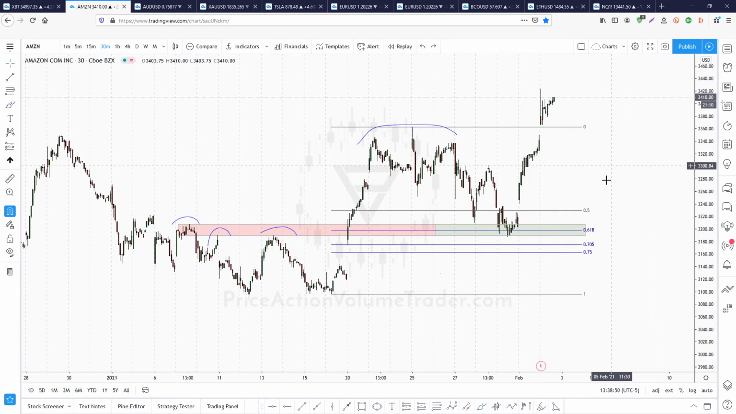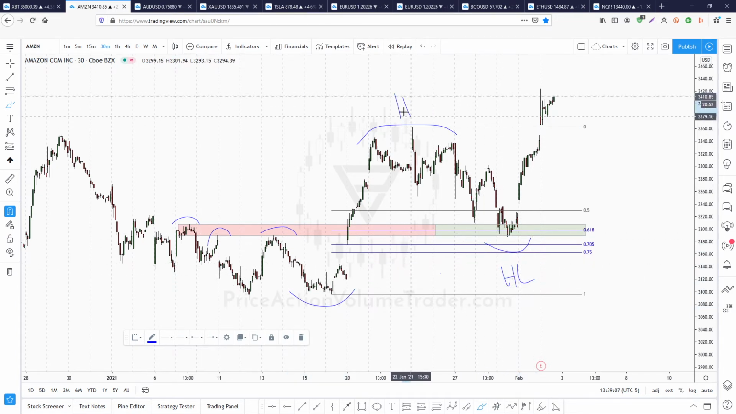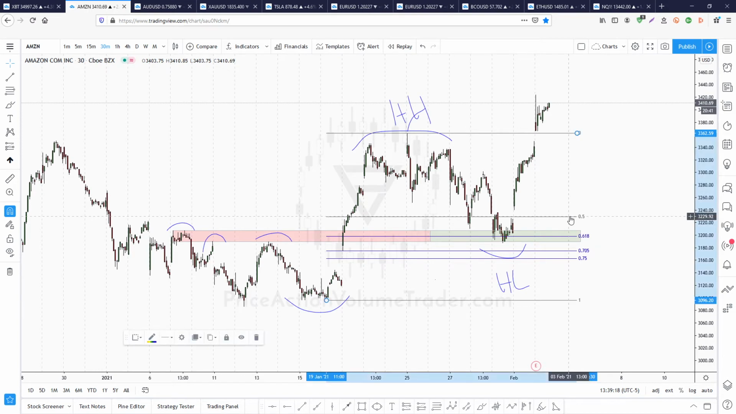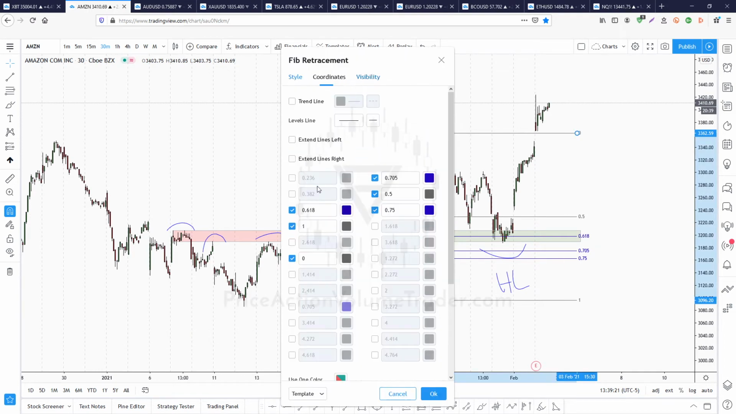Again, this is a great example of using confluence, not only the broken resistance now turned support, but market structure, where we're looking for a higher low here after we made a higher high. We can see that price is now trending up, and we have confluence of Fibonacci's also, which generally I pay attention to. Let's add the 382 also.